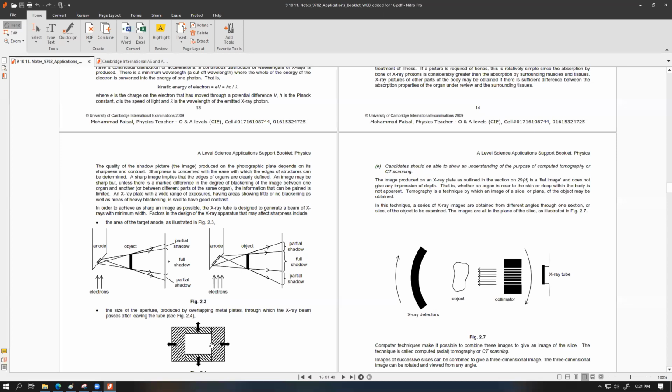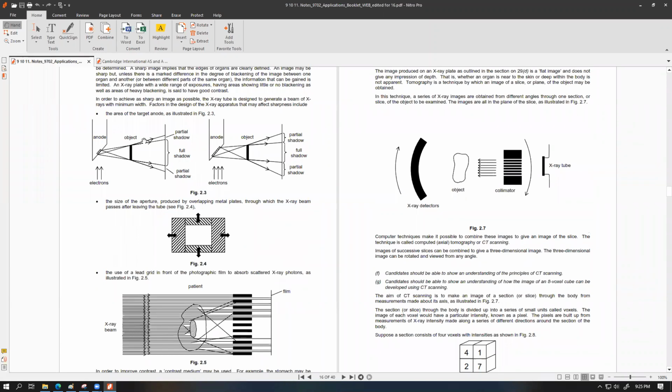And partial shadow elimination: one way is to make the aperture smaller so that the partial shadow becomes primarily less thin, and the secondary way is using a collimator so that we only allow the parallel beams and all the angled beams are not allowed, so that you can have a good borderline. Yes, sir. So two different ways are discussed over here to increase the sharpness. One is aperture control, which is this thing, and the second one is using a collimator.